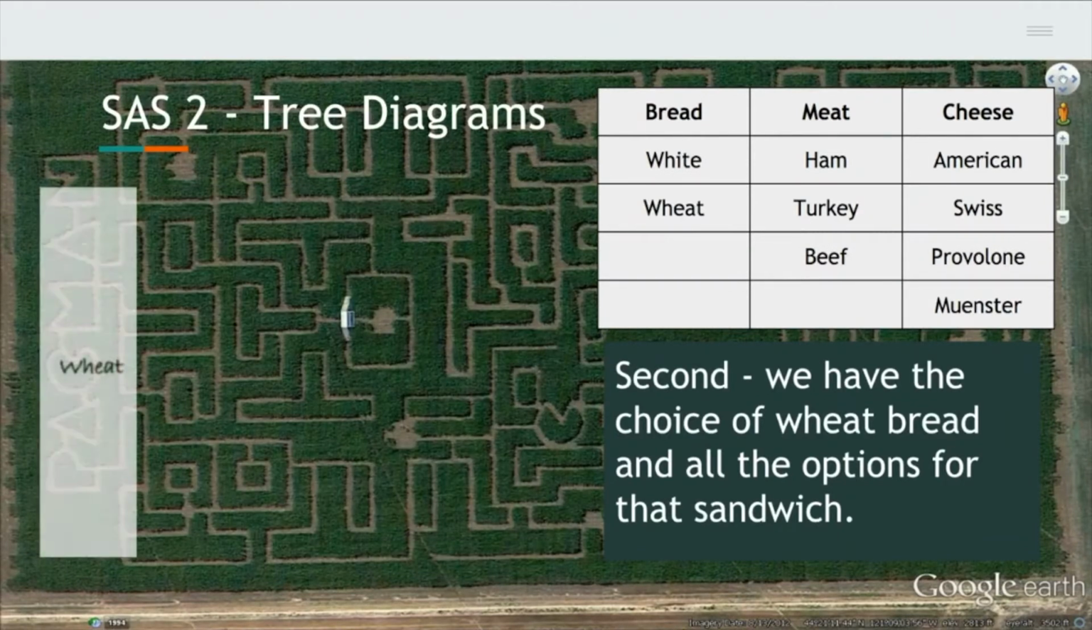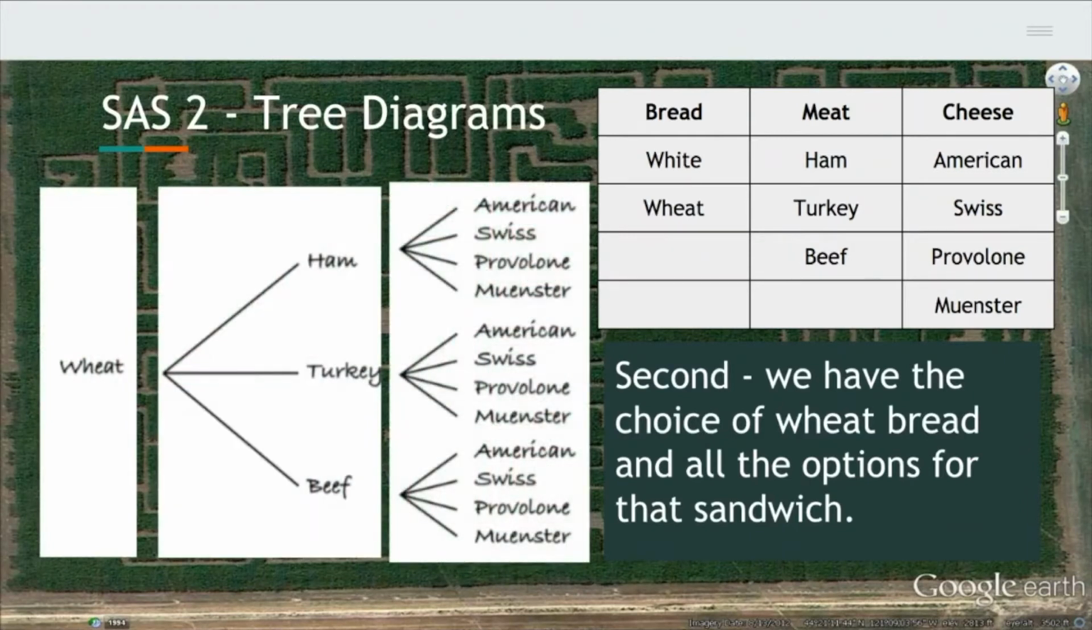How about with the wheat side? Same thing. It's exactly the same way. Cheese is separated into 4 different groups.